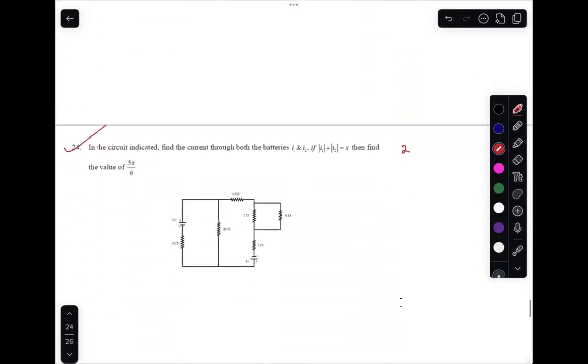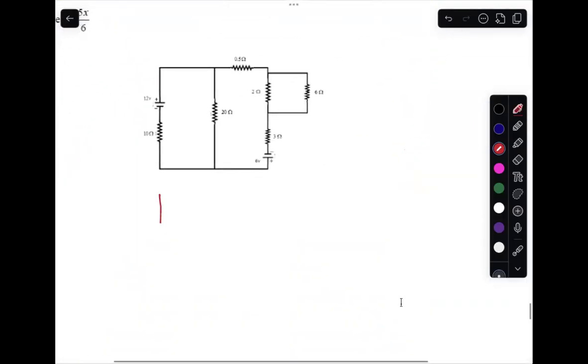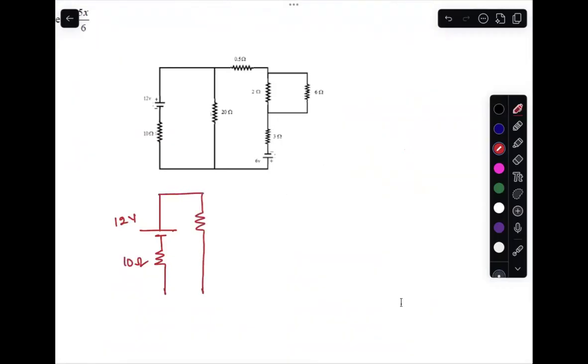Easy questions first. Okay. In the circuit indicated, find the current through both the batteries, I1 and I2. Right. Arya, you reduce this properly. Totally reduce this properly. This is 12 volts, 10 ohms, 20 ohms, 6 and 2, 1.5 ohm. This totally 2 ohm, 2 plus 3, 5 ohm.